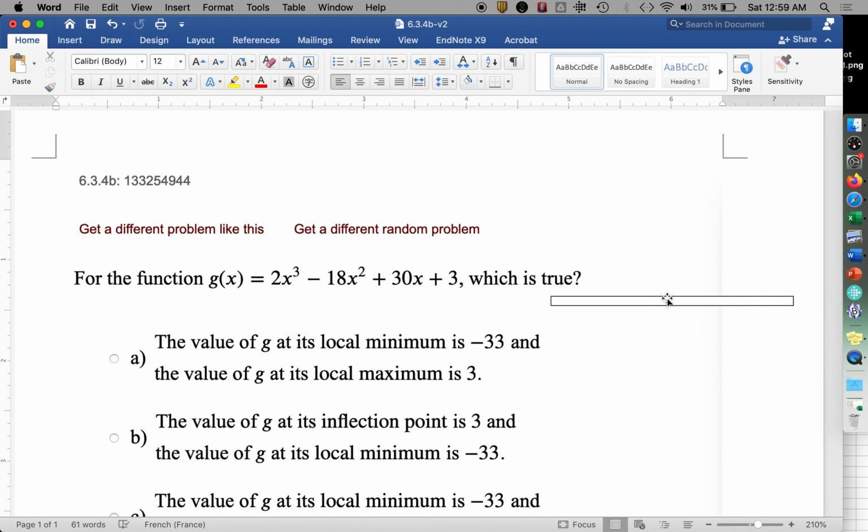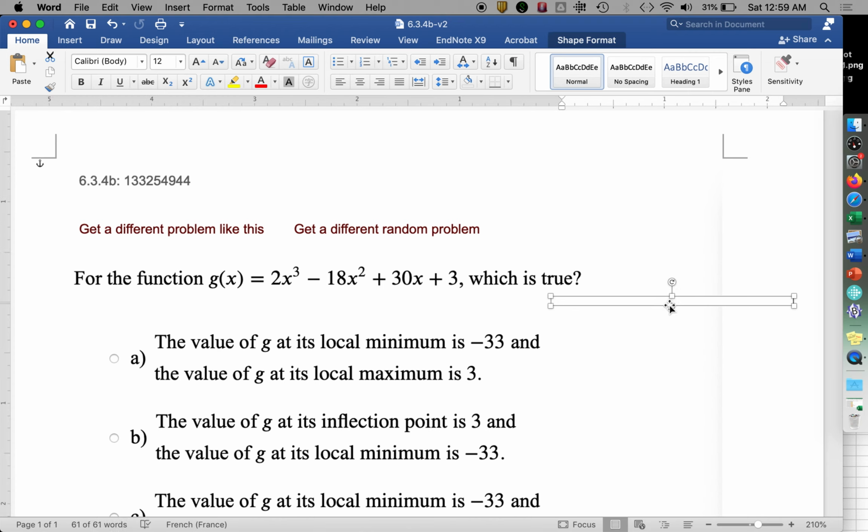Alright, so let's start by finding our first derivative. We want to do the power rule. So g prime of x is going to be, you want to do the 3 times the 2, which is going to give me 6x squared, minus 2 times 18 is 36x, plus 30, and then plus 0.